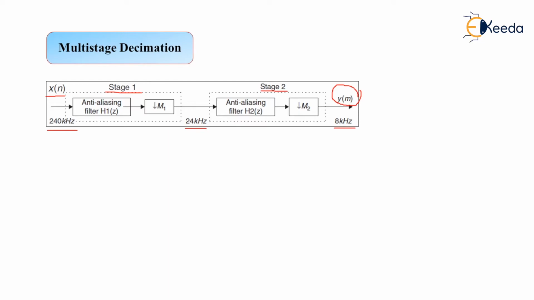So each stage here, as we have the two stages, stage 1 and stage 2, is having the anti-aliasing filter denoted by h of z in general. For the first stage it is h1 of z, and for the second stage it is h2 of z, and then we have the decimation factors, that is m1 and m2, to have reduction in the sampling rate here.